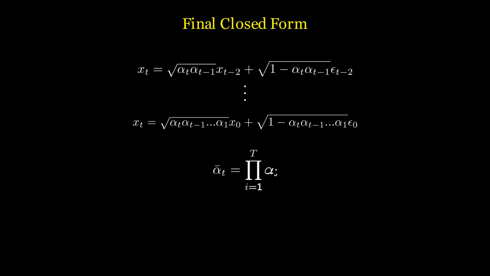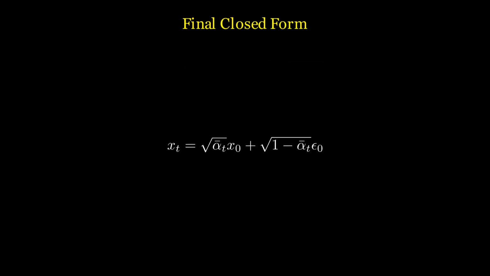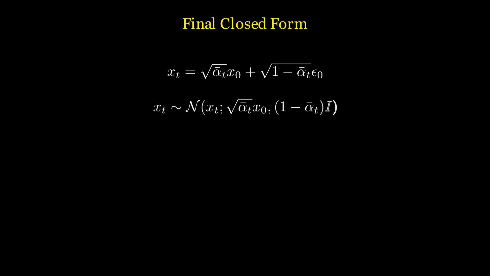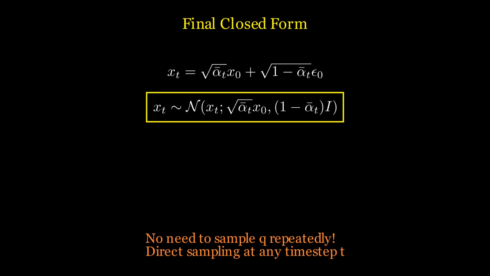Let's define bar of alpha t as the product of all alphas from 1 to capital T. This is our cumulative product. With this notation, we arrive at our beautiful closed form xt equals root over bar of alpha t times x naught plus root over 1 minus bar of alpha t times epsilon naught. Or equivalently, xt follows a normal distribution with mean root bar of alpha t times x naught and variance 1 minus bar of alpha t times the identity matrix.